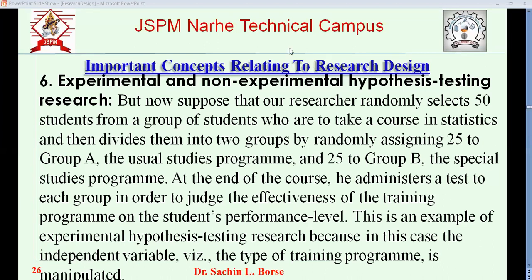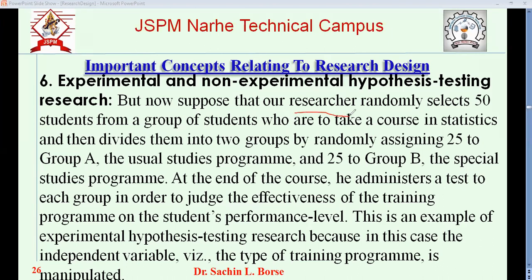We have already seen that if you are able to vary the independent parameter, then we say that it is experimental. If you are not able to vary the independent parameter, then we call it what? We call it non-experimental hypothesis testing.